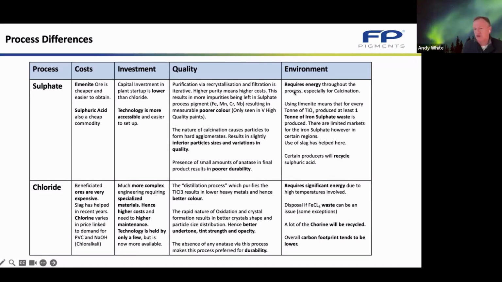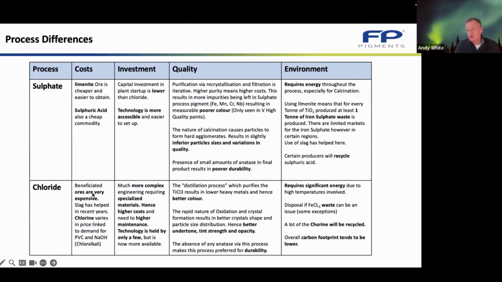In terms of the environment, the sulfate process requires a lot of energy for the calcination, and using an ore that's cheaper and has a lot of iron in it, ilmenite, for every 1 ton of TiO2 produced, you're going to produce a ton of iron waste. And there are limited markets for this material, although they've been saved in recent years by the amount of iron needed for electric vehicle batteries. But even then, there's a lot more iron produced than the world can use.